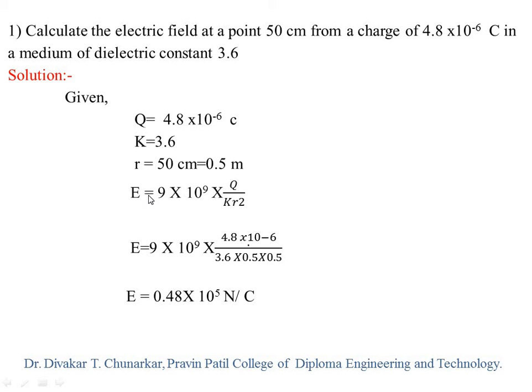Then for the value of E, this is our formula: E equal to 9 into 10 to the power 9 into Q upon K R square. All these given values we have to put in this formula. E equal to 9 into 10 to the power 9 into 4.8 into 10 to the power minus 6, keeping in mind it is 10 to the power minus 6, upon 3.6 into 0.5 into 0.5. So we have to multiply and divide. After that, our answer is E equal to 0.48 into 10 to the power 5 Newton per coulomb. And this is our answer.